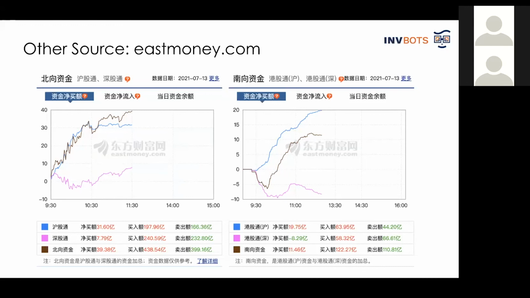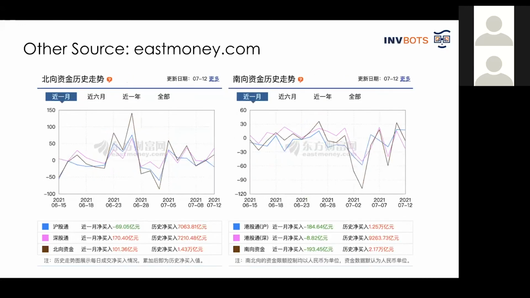It is supposedly good for the market. Yeah, and then for the next slide, you can take a look at the historical data on the capital inflow and outflow as well. For example, at the start of July, there was actually a huge net capital outflow in the southbound, and that's very bearish to the market. Yeah, and that's how you interpret the data.